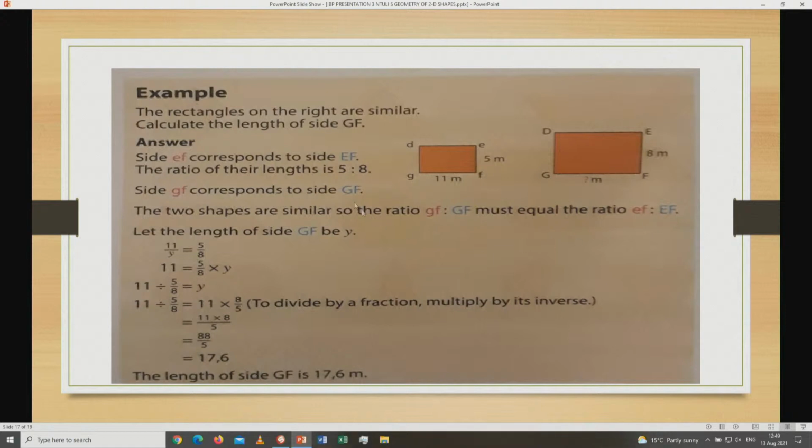Now, when we solve it, because we were told initially that these shapes are similar, we know that the ratio was the same across all the sides. So now we start to solve it. We let the length of side GF be y, or a variable y. So we'll say, because they were similar, that 11, which is the one that is given, is to the one that is unknown, which is also equal to the ratio of the known two sides, 5:8.